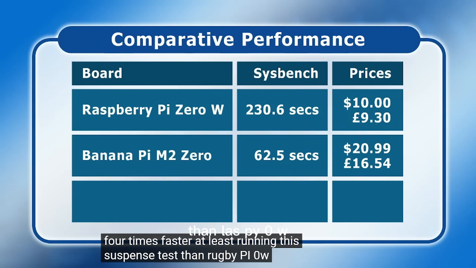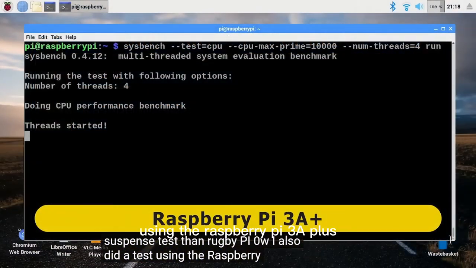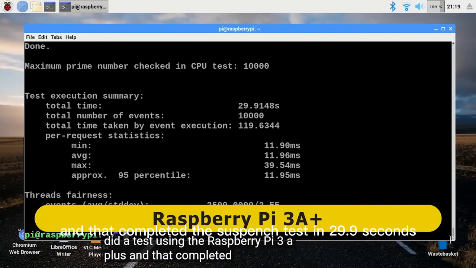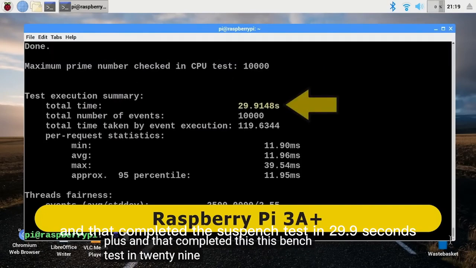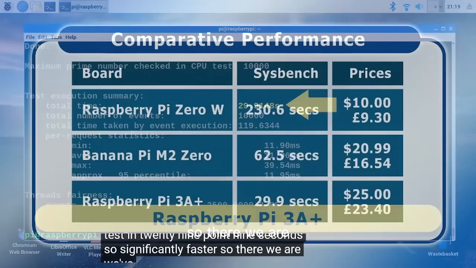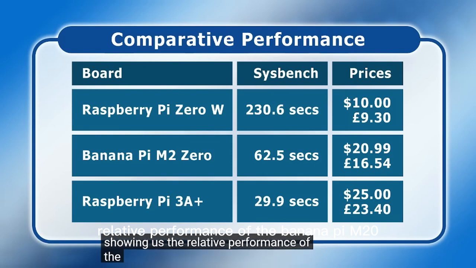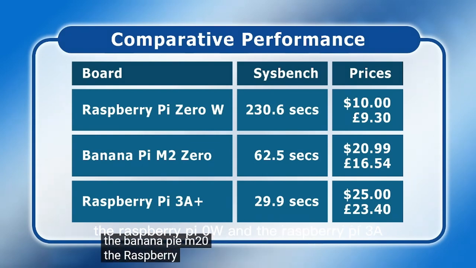I also did a test using the Raspberry Pi 3A Plus, and that completed the sysbench test in 29.9 seconds, so significantly faster. So there we are. We've got some comparable numbers showing us the relative performance of the BananaPi M2 Zero, the Raspberry Pi Zero, and the Raspberry Pi 3A Plus.